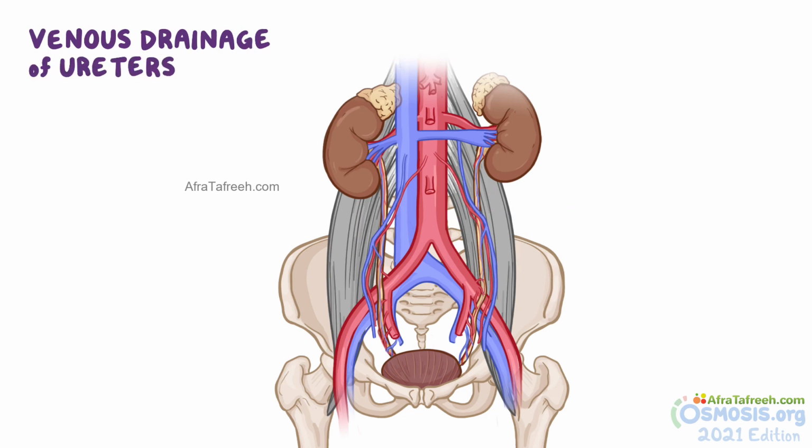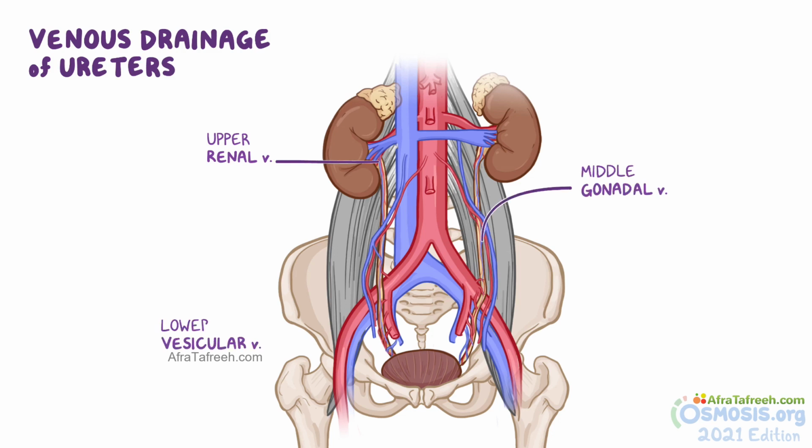Veins that drain the ureters accompany the arteries. So the renal veins drain the upper portion of the ureters, the gonadal veins drain the middle portion, while the vesicular veins drain the lower portion.